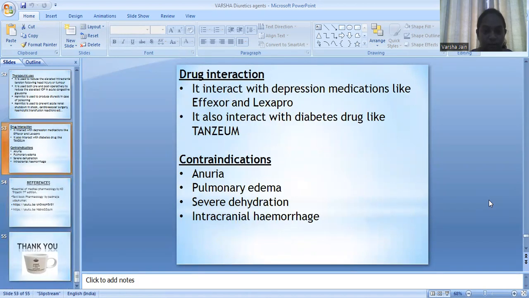Drug interaction of mannitol: it interacts with depression medications, and also with diabetic drugs. Contraindications: anuria, pulmonary edema, severe dehydration, intracranial hemorrhage.